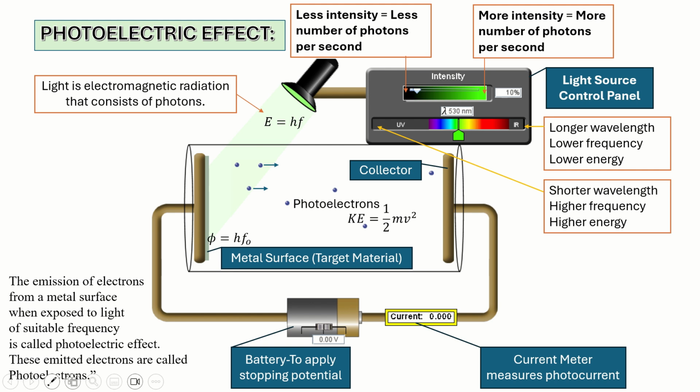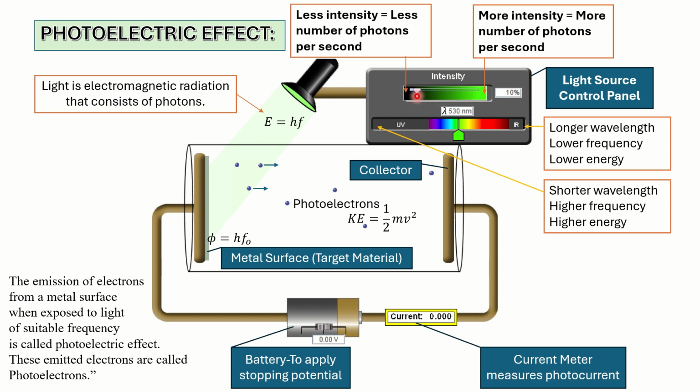So let's understand the different parts of this experiment. First start with the light, this part. So this is the light. Light is an electromagnetic radiation that consists of photons. According to Planck's quantum theory, the energy of the photons coming from this light is given by E equal to hf.